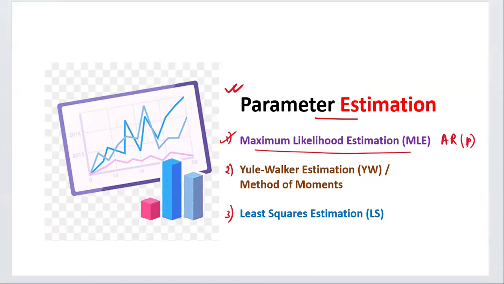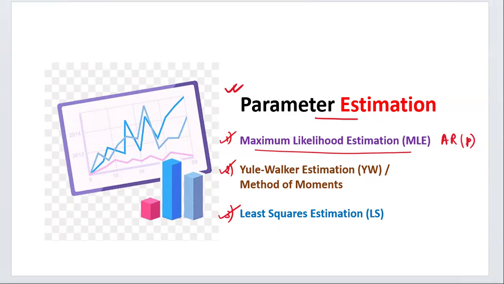In today's lecture, I'll be continuing with this MLE process and we'll see how it works for different time series models. The second estimation process is the Yule-Walker estimation process that I'll cover in the next video. And the third process is the least squares estimation. I will not be covering this in the time series playlist, as I will cover it in detail in the econometrics playlist. So this is what we have done till now.